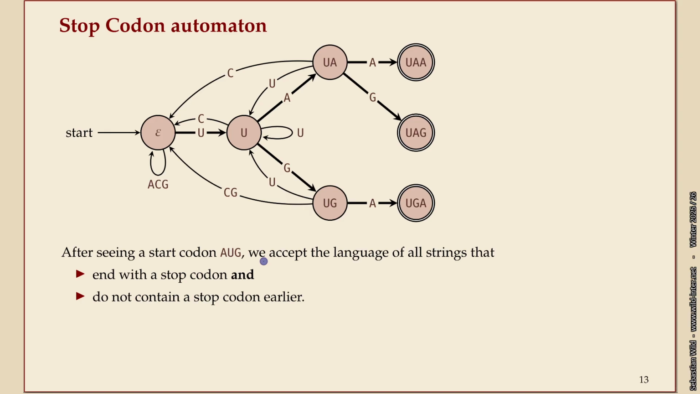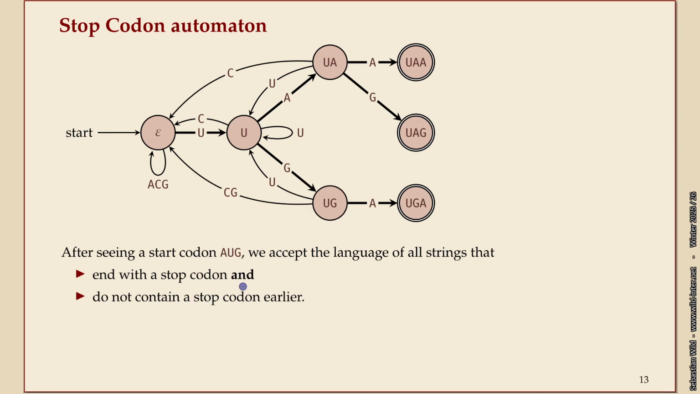Now we count how many letters we see until, for the first time, we see one of the stop codons. I apologize, I've used the U here again because we're in RNA world. It's the same, right? Just replace T and U whenever you see them. So we've just seen the start codon. Now we keep reading letters until for the very first time we see one of the stop codons, and then we stop. That's a language, in the formal language sense, of all strings that end with a stop codon and do not contain a stop codon anywhere before that.